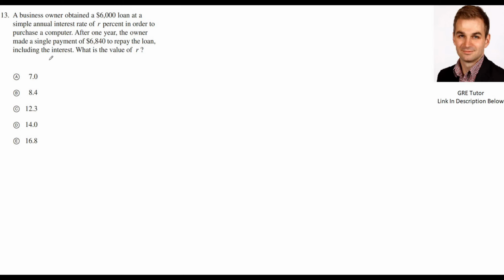So you've got a business owner who obtained a $6,000 loan at a simple annual interest rate of R%. I'm going to start off with saying that this is the principal amount, $6,000, and then you are adding 8%. When you add 8%, you add 6,000 times whatever that percentage is. So if it's 10% or whatever, that's the percent that you're adding.